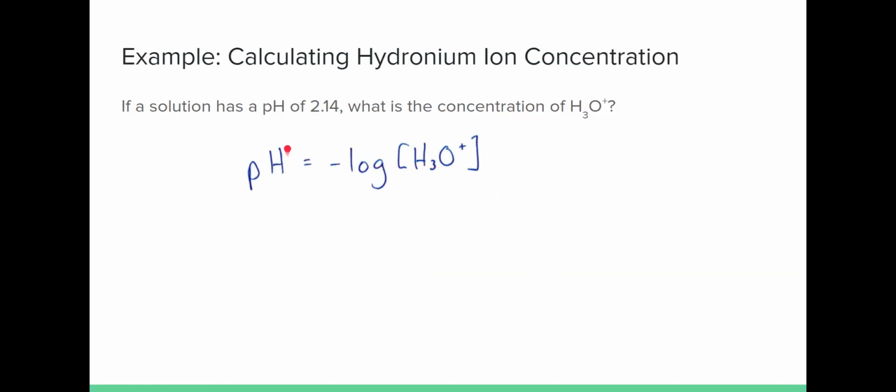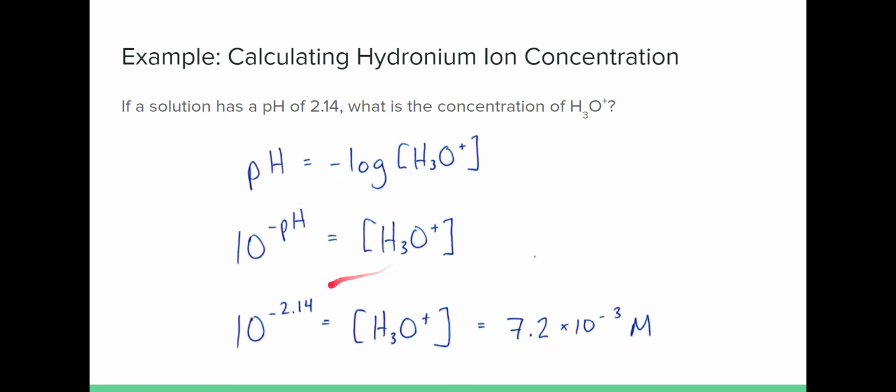So if a solution has a pH of 2.14, what's the concentration of H3O+? Well, here's my pH equation. The alternate way of expressing that equation is 10 to the negative pH is equal to the concentration of H3O+. So all I have to do is take 10 to the negative 2.14 power, and that will give me my final answer, which is 7.2 times 10 to the negative third molar.